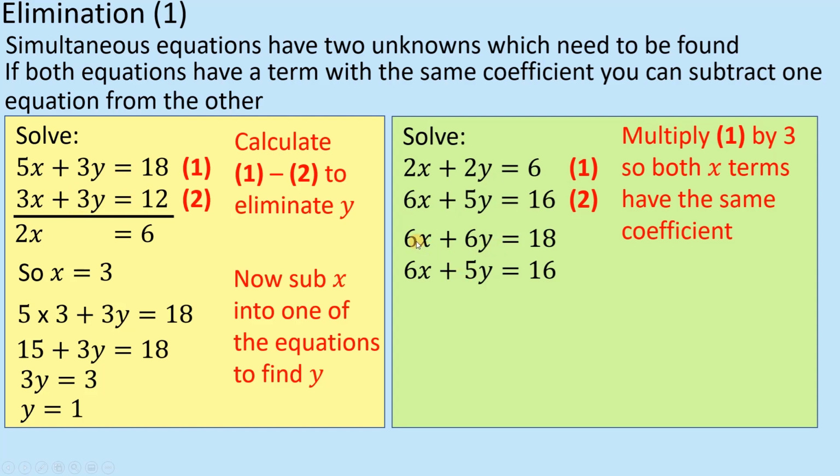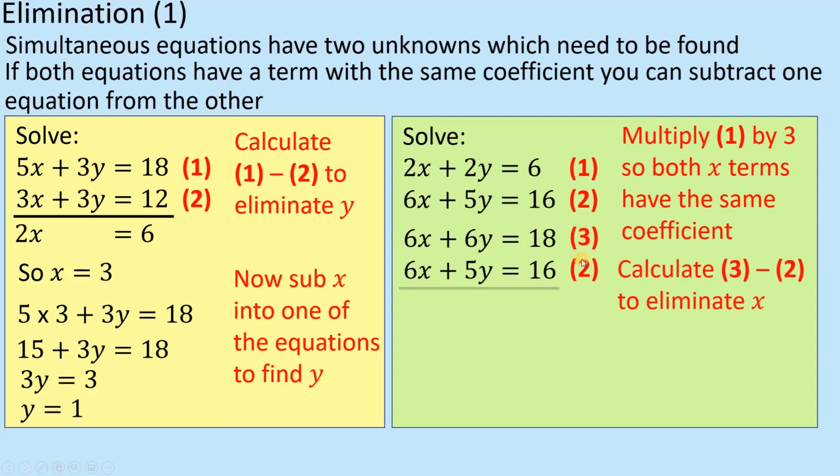I'm going to do that one take away that one, that take away that, and that take away that. All right. So let's label them again. So we've now got a new one, so let's call it 3. But I'm going to do 3 take away 2 to eliminate x. So the x's this time disappear. If you think last time it was the y's that disappear, so this time it's the x's. All right, so the x's have gone this time, not the y's.